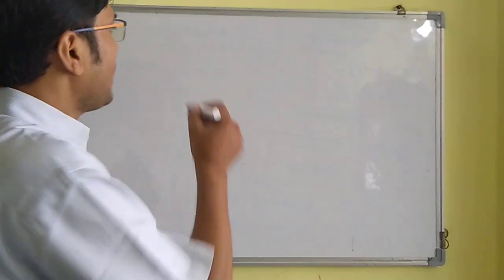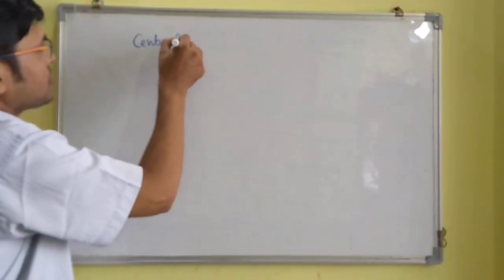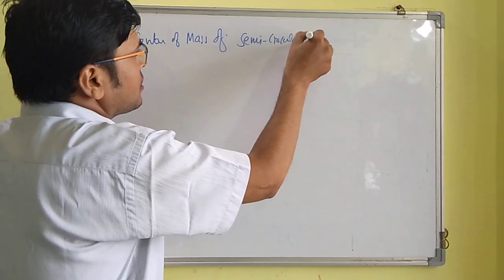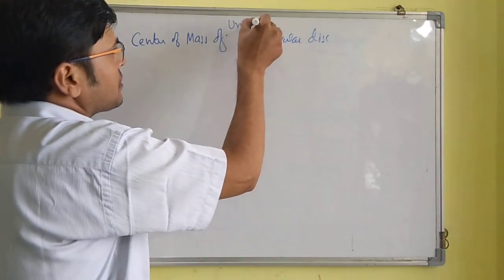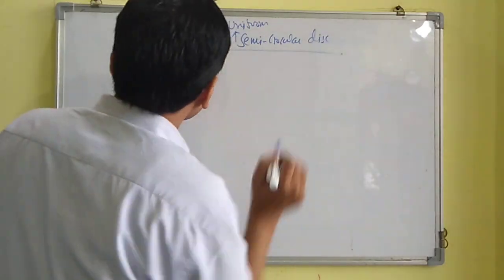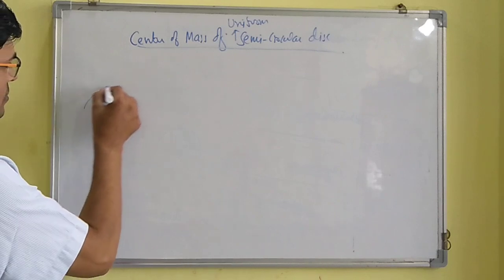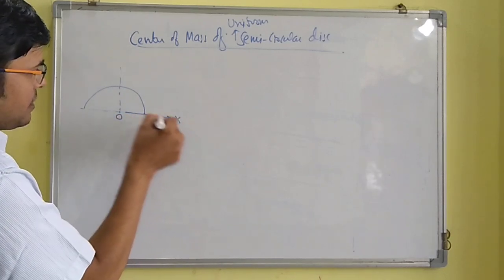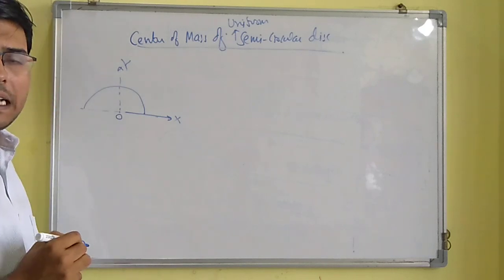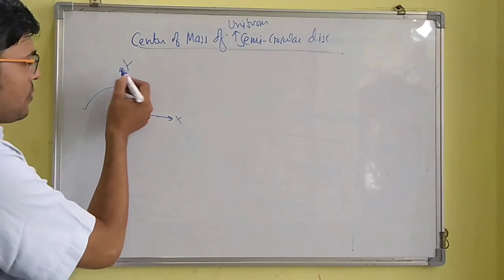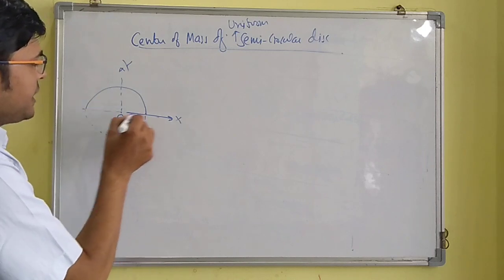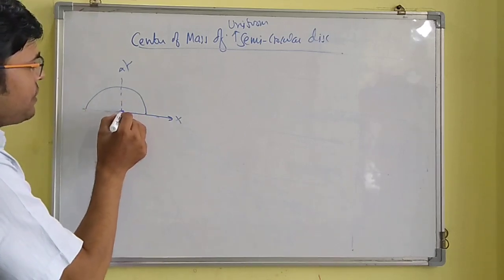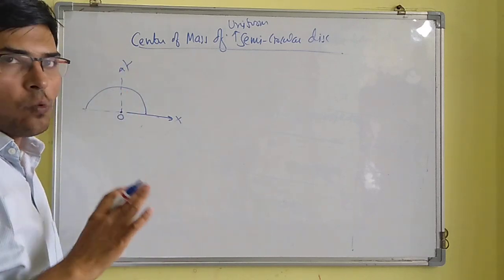So let's begin with center of mass of semicircular disc. Of course, uniform semicircular disc, right? So first we define our axis. This is origin and this is x-axis, this is y-axis. Again we can expect that center of mass will be lying along y-axis from symmetry, because had it been complete, its center of mass would have been exactly at its geometrical center. But if you remove the half part from here, it will shift along y-axis. So center of mass will be lying along y-axis.